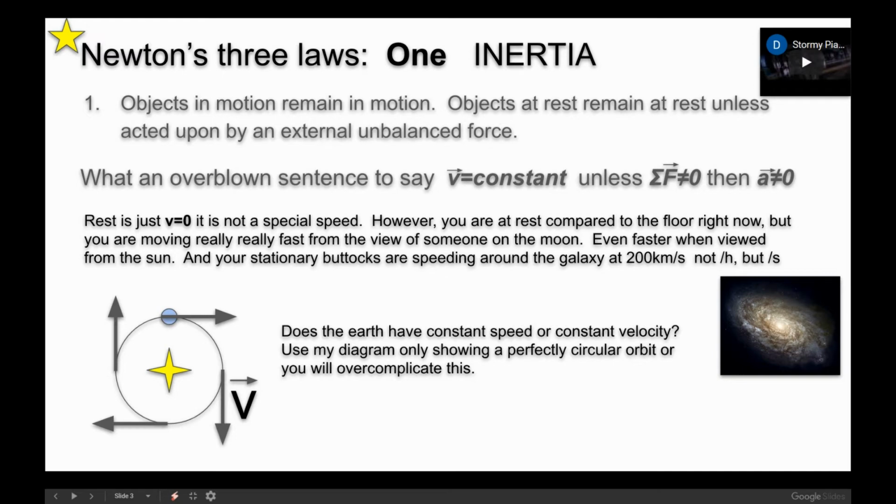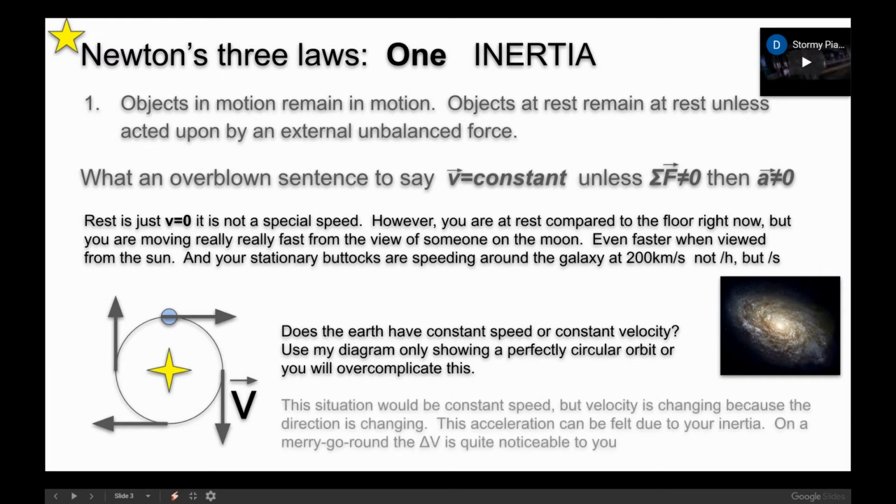And if you change direction in a car, you feel it. It takes effort to make a turn. So the Earth is not at constant velocity. It's at constant speed.